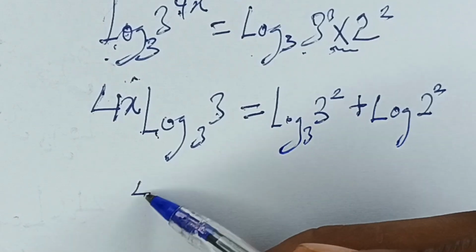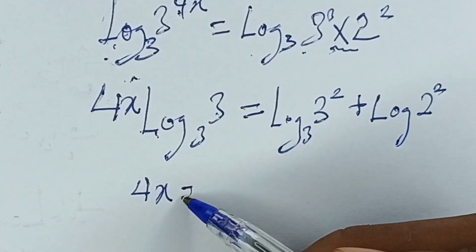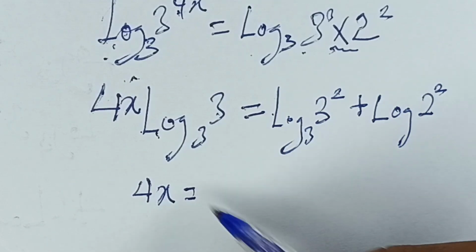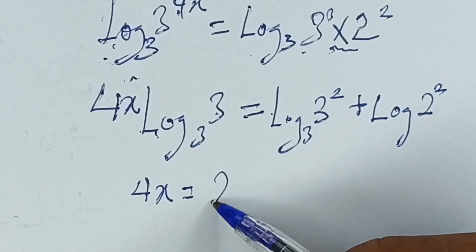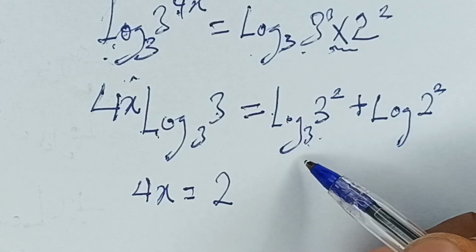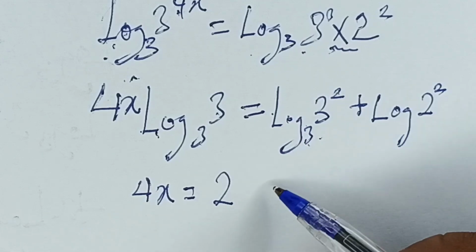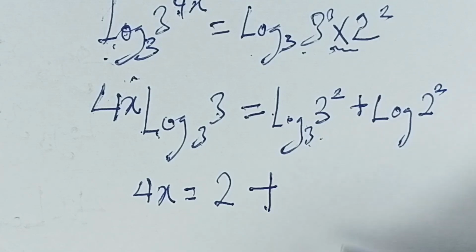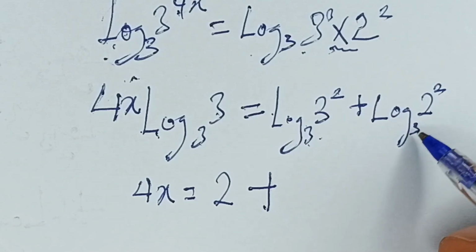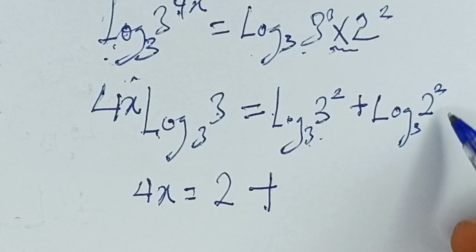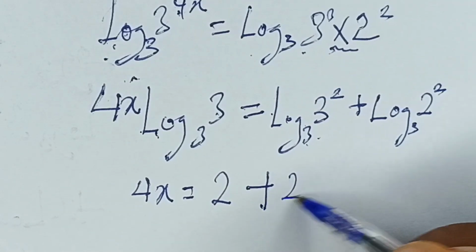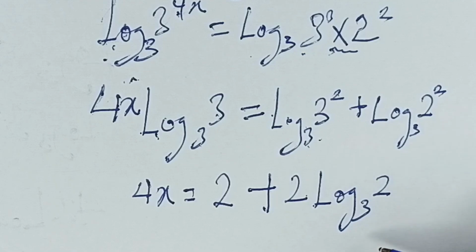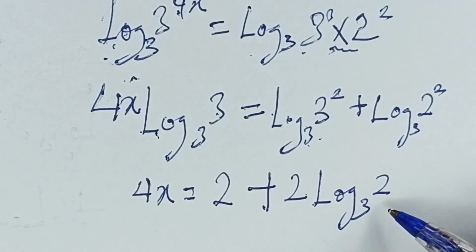So we have 4x here equal to, following the rule stated earlier, 2 times logarithm of 3 to base 3. And we said that logarithm of a number to its own base is 1. So this will be 2 times 1, which is 2. Same thing here, this is logarithm to base 3. So you multiply 2 times logarithm of 2 to base 3. This is not the same base, so you cannot cancel out.